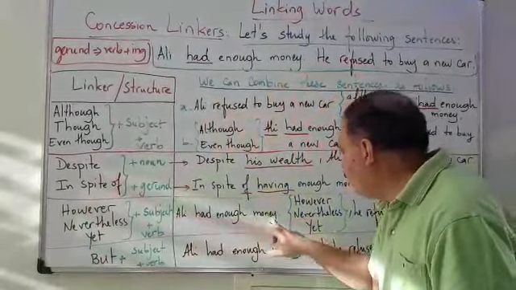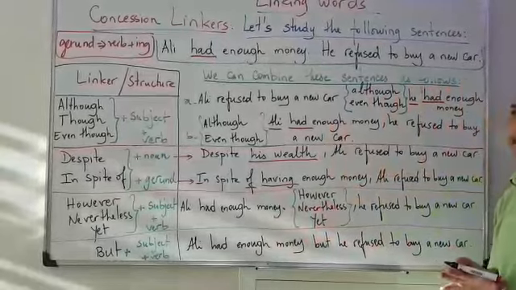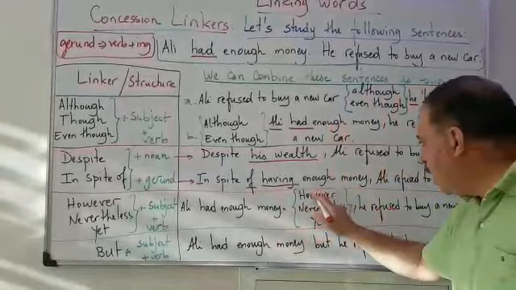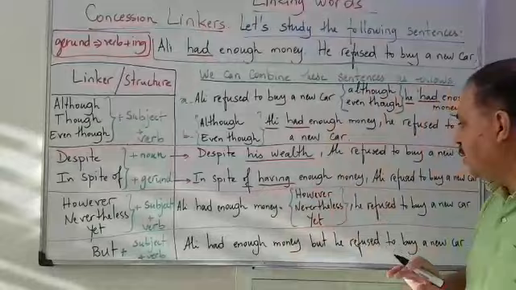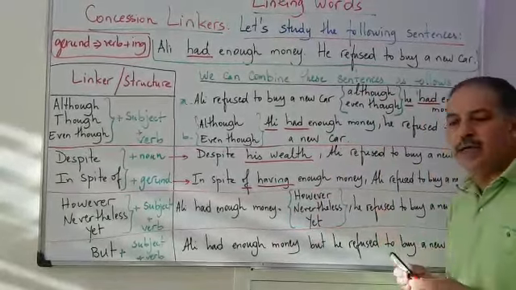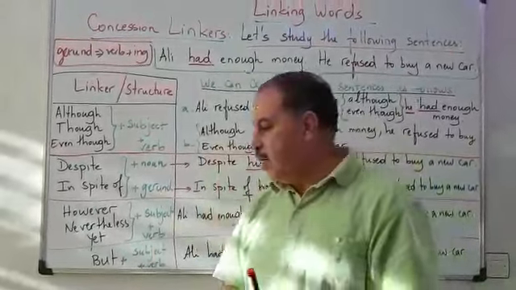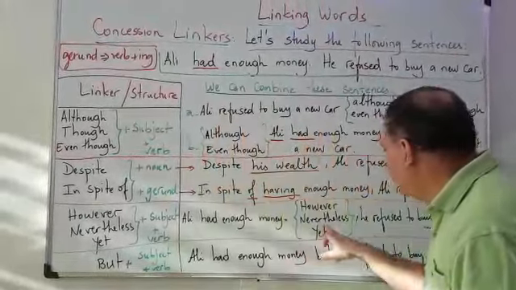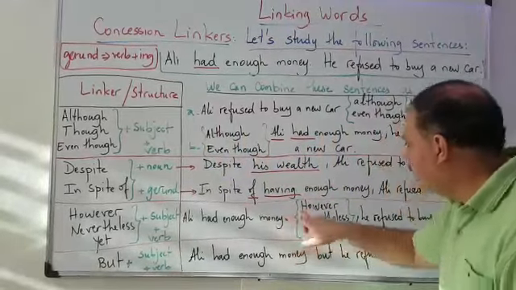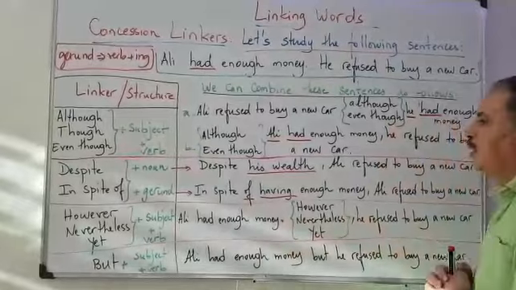Ali had enough money. Look, what do we have here? Full stop. That's the position of it. However, nevertheless, yet, comma, he refused to buy a new car. هاد الجزئيات هما اللي خصنا ردوا لهم البال. So, عندي هنا point, نقطة. عاد كندير however, nevertheless, yet، كندير فاصلة وكنكمل الجملة ديالي.